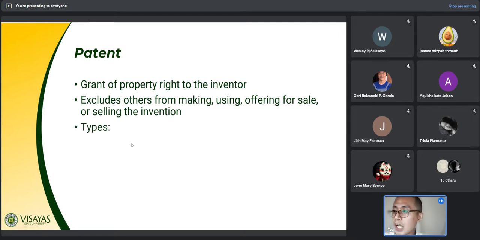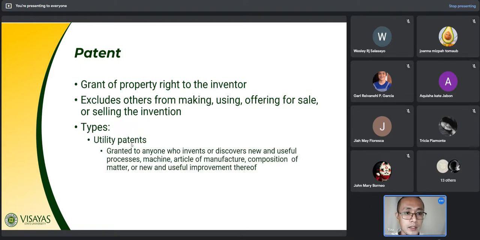So, what are the types of patent? One, class, is that we have these utility patents. Utility patents, class, are granted to anyone who invents or discovers new and useful processes, machine, article of manufacture, composition of matter, or new and useful improvement thereof. So, for example, naka-invent ka, class, og device na mo-convert sa carbon dioxide to oxygen, then you can apply for that as a patent, okay? And it will be under utility patent because it's a device.